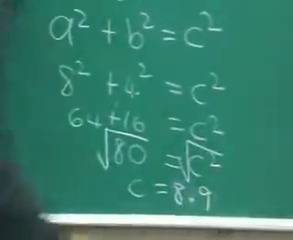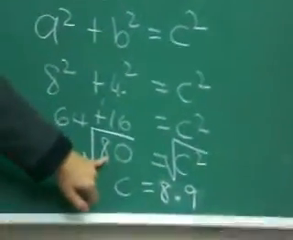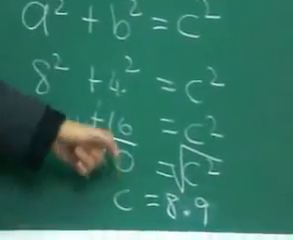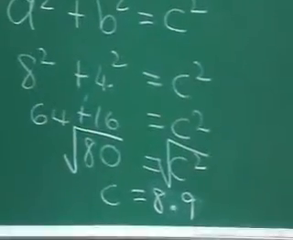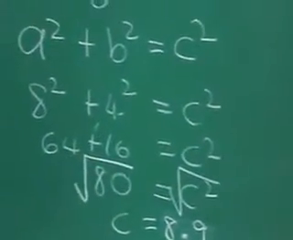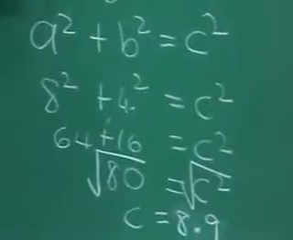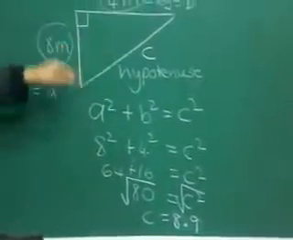Okay? 8.9. Now here at this point you may use your calculator because you have to get the root of 80, and that would be the answer for C. So if any of the sides are missing, we can change this around.